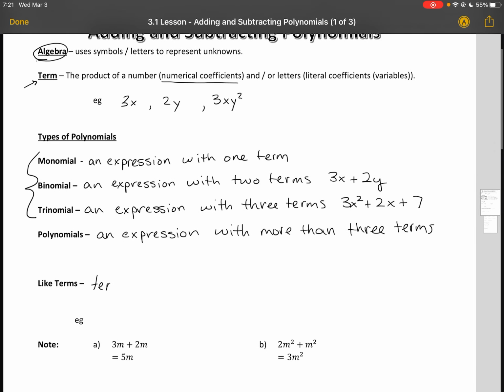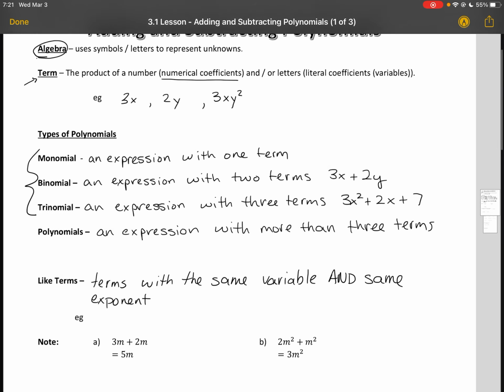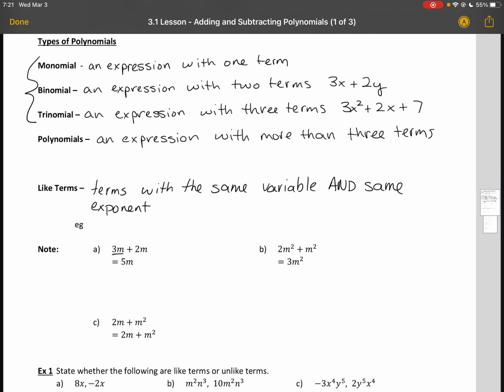Like terms are terms with the same variable and the same exponent. If terms are like, we can actually add them together. So here we've got 3m plus 2m. Together they make 5m. If you think of the m as apples, this first term says that we have 3 apples. The second term says that we have 2 apples. When we add those together, we get a total of 5 apples.